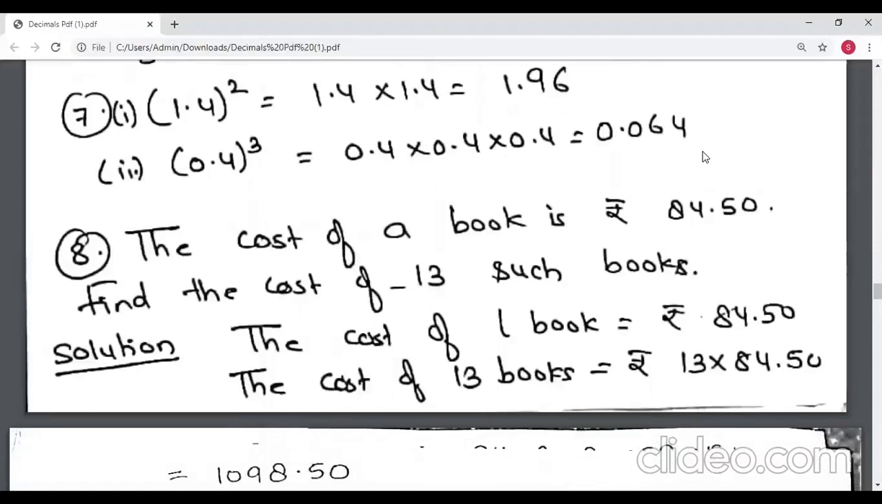Second part, 0.4 cube means you have to multiply this number 3 times. 0.4, 0.4, 0.4. And we know that 4 into 4 into 4 will give you 64. And here 3 decimal places are there. So we'll shift the decimal from the left 3 places, and the answer will be 0.064.